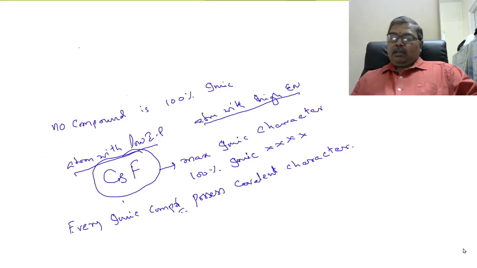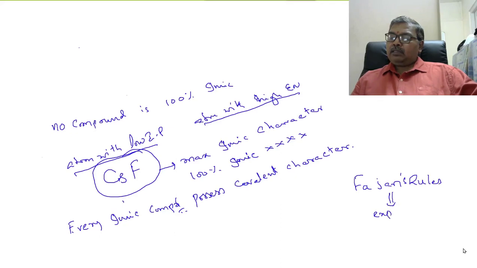Covalent character in ionic compounds was explained by Fajan. He proposed some rules, known as Fajan's rules. So Fajan's rules explain the covalent character in ionic compounds. Clear?